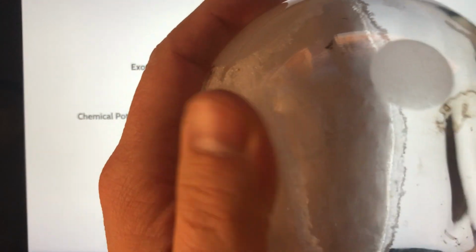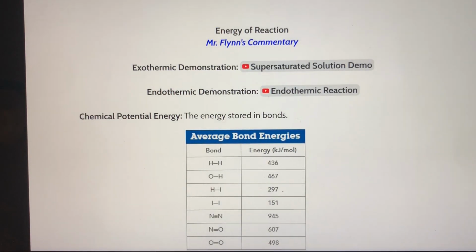When students felt it after it was solid, it felt warm. It almost felt hot. And when heat is given off, it's an exothermic reaction. We're going to talk today about why that is and how that occurs.